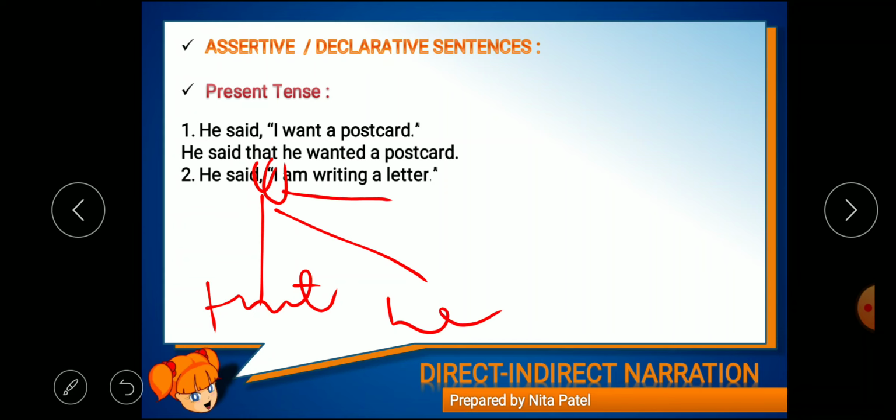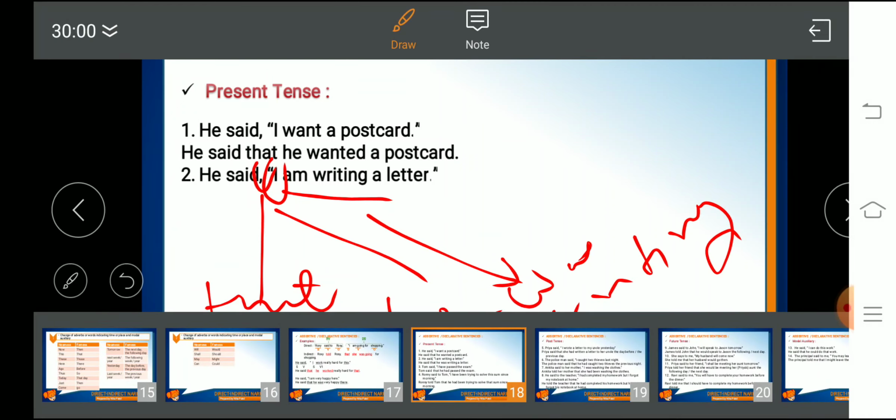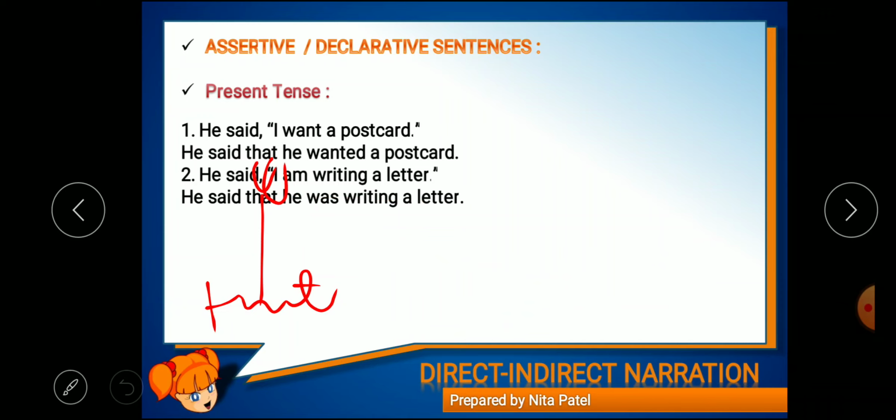Am writing, it is the present continuous, will convert into past continuous. So what goes with he? Was. He was writing a letter, so that would be the change. Let's see the answer. He said that he was writing a letter, right?